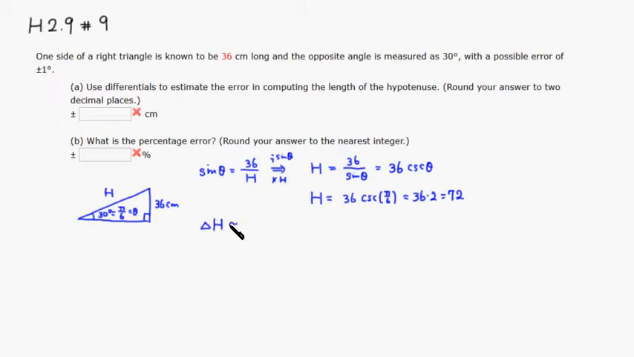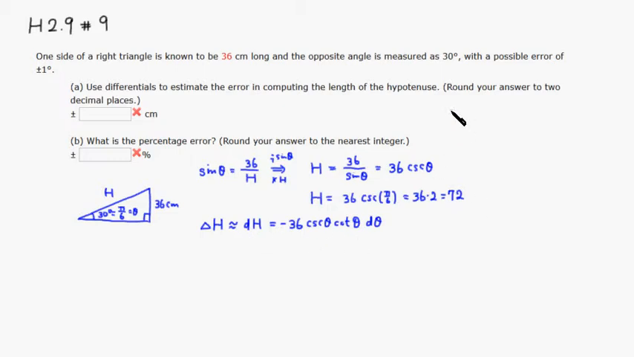But this can be approximated by dh, so we have to find dh. dh can be found by taking a derivative of this. The derivative of 36 is just a constant, and the derivative of cosecant of theta would be negative cosecant of theta times cotangent of theta. Then you have to multiply by d theta. So dh is that.